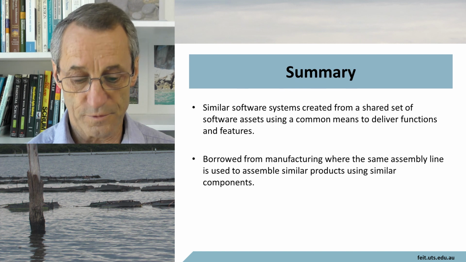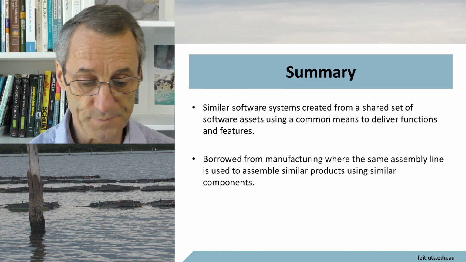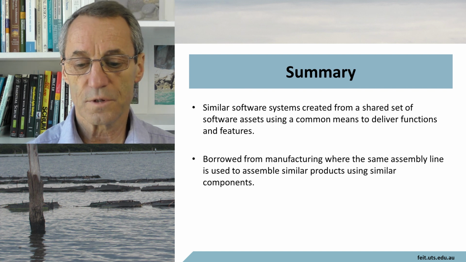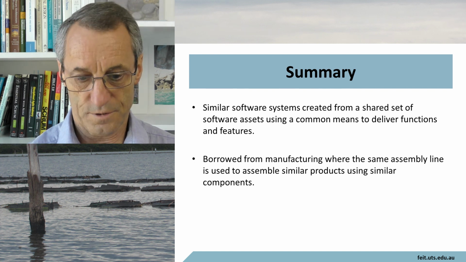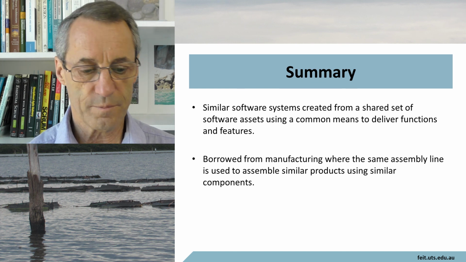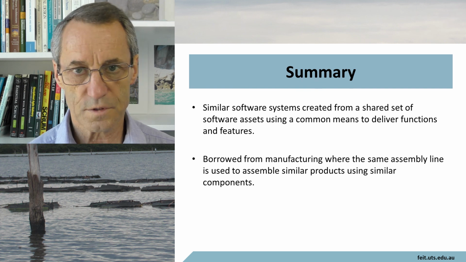So the summary for what is a product line: similar software systems created from a shared set of software assets using common means to deliver functions and features. All right, it's borrowed from manufacturing, where the same assembly line is used to assemble similar products or using similar components.